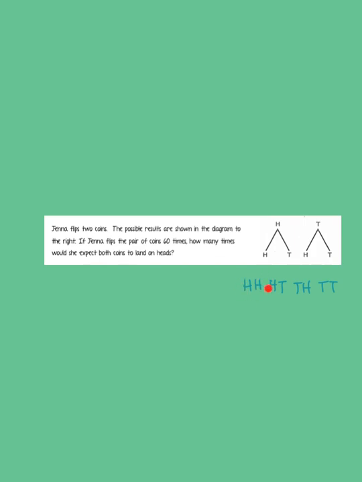Well, how many possibilities are there to get heads and heads? 1 out of 4. So the question says, what if she flips the pair of coins 60 times? So our new total is 60 times. So I want to know, how many times would I be able to get heads? So I need to know, what am I doing to 4 to get to 60? Times 15. So x equals 15. So she should expect to land on heads and heads 15 times. Now this is theoretical probability, right? Because it's what should happen.